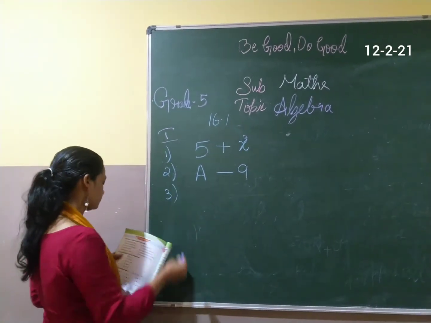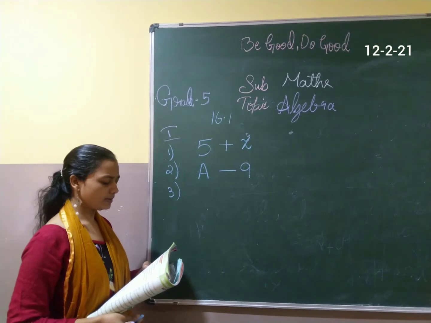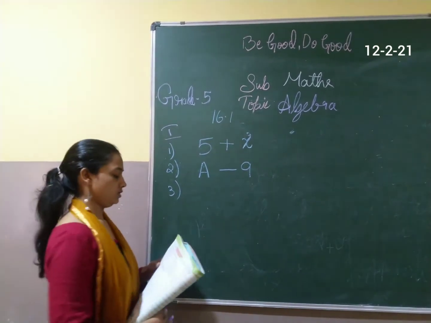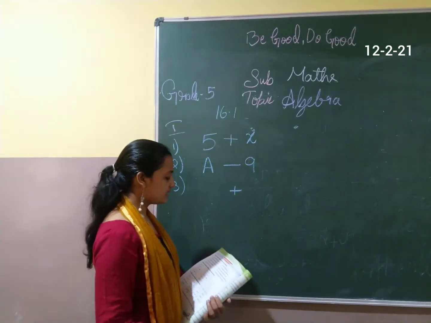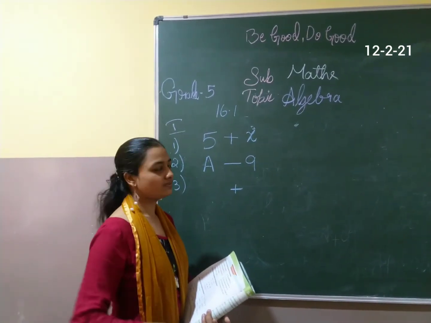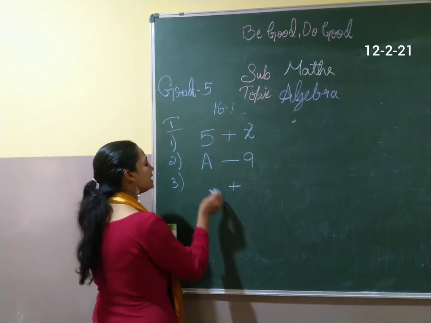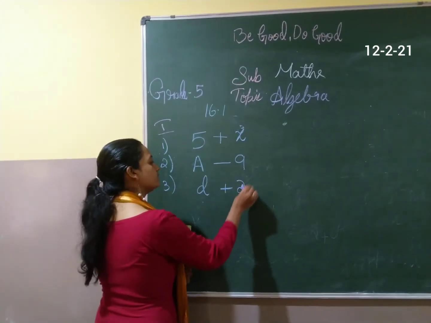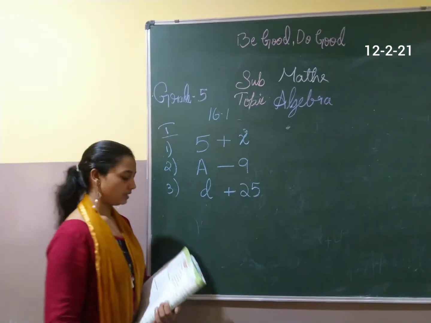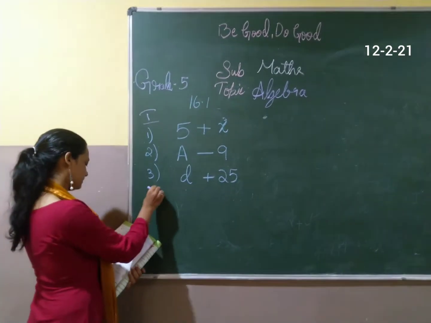Third one. The sum of a number and 25. So, sum of means you should add. They are adding a number which is unknown. We don't know what that number is. So, take any letter you like. I write B. And 25. So, B plus 25.